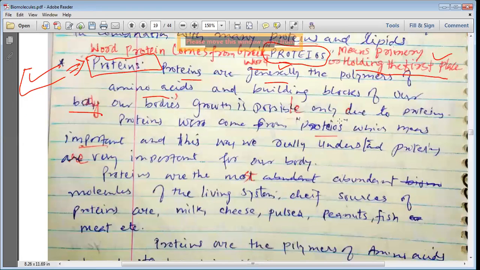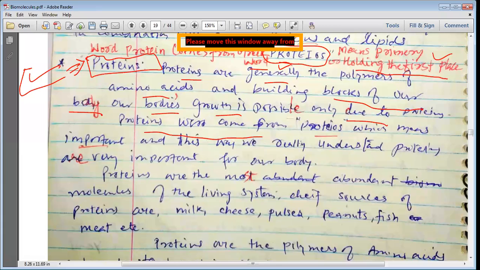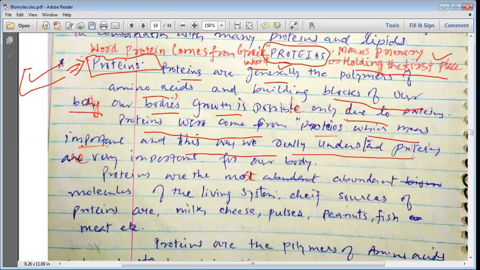So all our body is mainly generated from the proteins, and proteins are the building block of our bodies, and our growth also is because of the protein. So growth is possible only due to the proteins. The word protein comes from proteos, which means important, and this way we really understand that proteins are very important for our body.